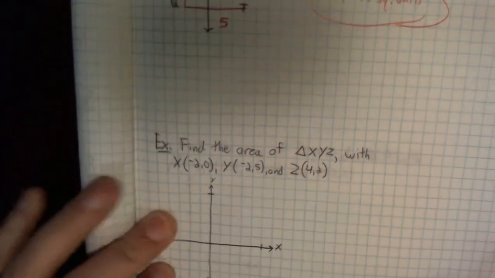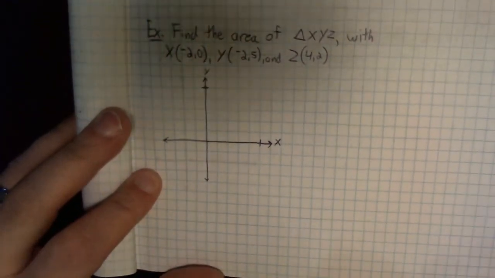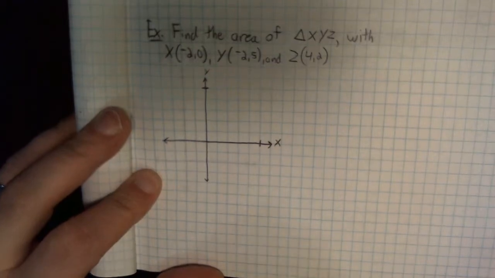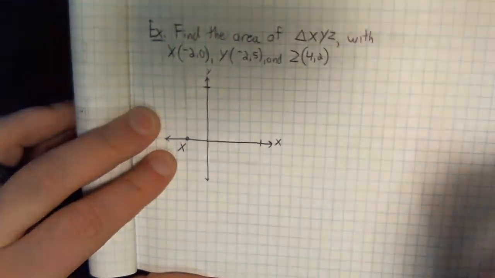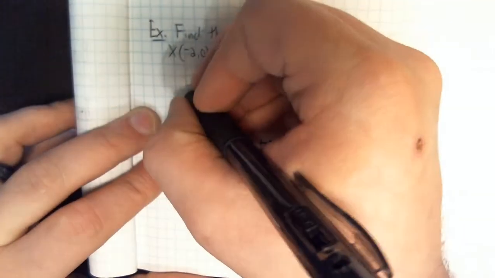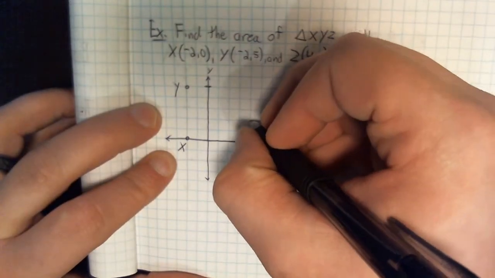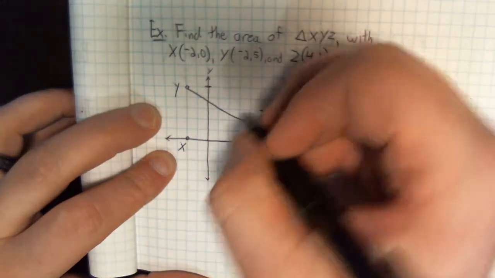Okay, so this next problem says to find the area of triangle XYZ with X at (-2, 0), Y at (-2, 5), and Z at (4, 2). I'm going to connect all of my points.